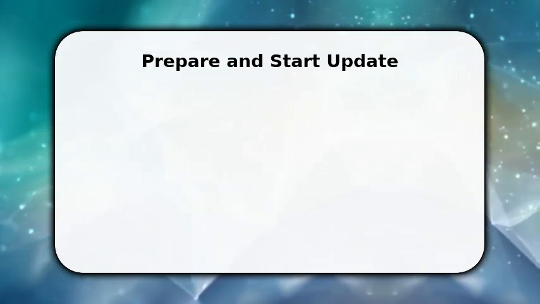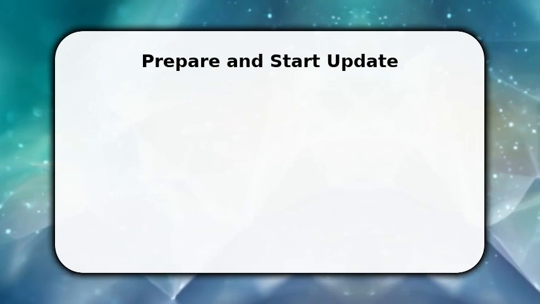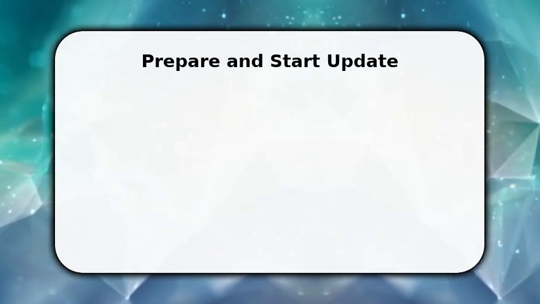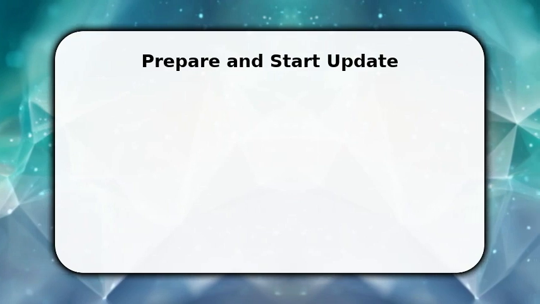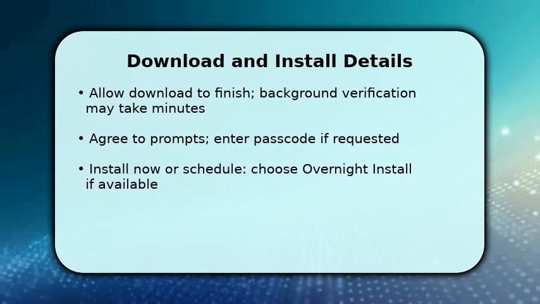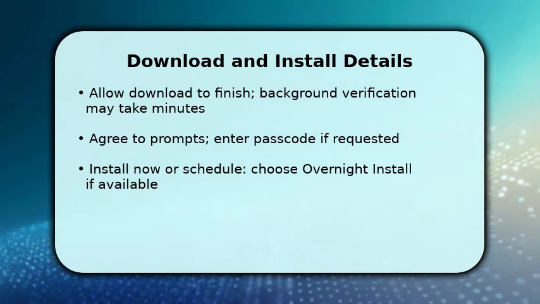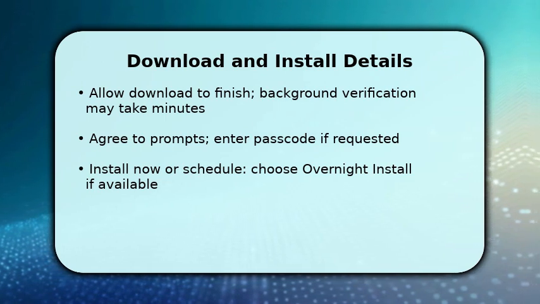If the update appears, tap Download and Install. The system will verify files, so be patient while it prepares the update in the background. Once the update is downloaded, the system verifies integrity before installation. You'll see prompts to agree to terms, follow them, and enter your passcode when requested.